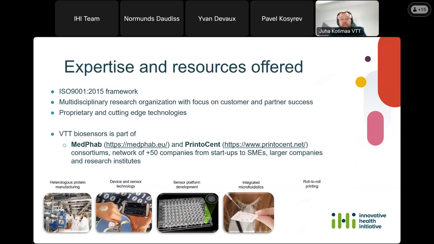And finally, what we bring to the table is a partner with experience and networks to facilitate biomarker development in a standardized framework with a focus on customer and partner success. We have our own proprietary technologies in addition to the pipeline to pilot manufacture novel tests and platforms. In the case of, for example, printable electronics and wearables, VTT is part of MedFab and Printers and Consortia, which are networks of more than 50 companies and research bodies from whom we can draw expertise and experience and possibly partners as well.